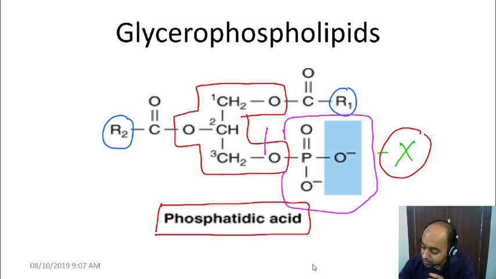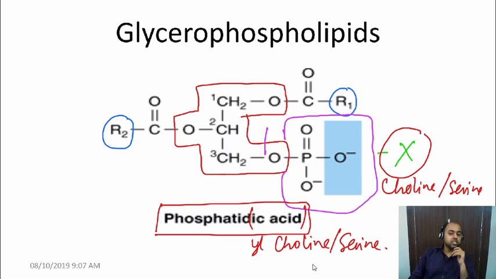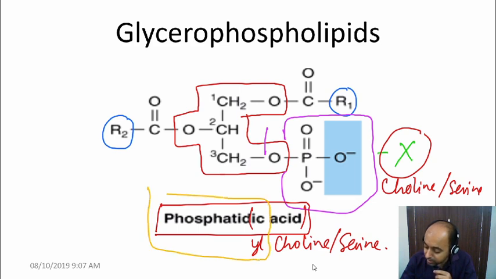For example, if this additional group is choline, then the name becomes phosphatidylcholine. If this is serine, then the name becomes phosphatidylserine. So like this, the name will change depending on which molecule is attached. The building block will remain the same. The phosphatidyl group is there, beyond which an additional group may be attached.